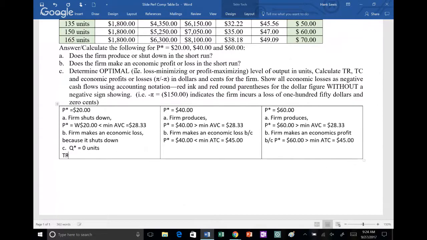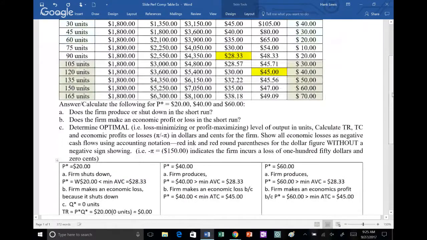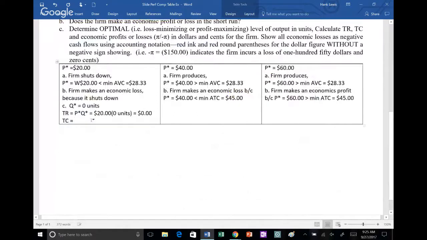Then it says to calculate total revenue. Well, total revenue is equal to price times quantity. We already learned this back in a previous unit. So P star times Q star is going to equal $20.00 times 0 units. And yes, you have to show this calculation, which is equal to $0.00. Total cost we do not have to calculate a second time. Remember, we have this entire column of total cost. And for 0 units, total cost is equal to $1,800.00. Let's put that one in there next.